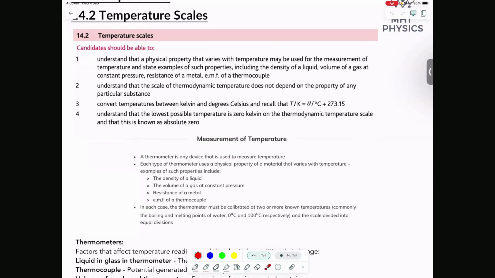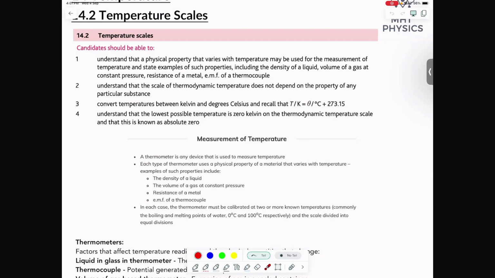It says: understand that a physical property that varies with temperature may be used for the measurement of temperature, and state examples of such properties. Density of liquid, volume of gas at constant pressure, resistance of a metal, EMF of a thermocouple. These are the ones that you need to investigate and figure out: how do they help us make a thermometer? Okay. Do we have any questions from this that have appeared in our exams? No, not anything so far.